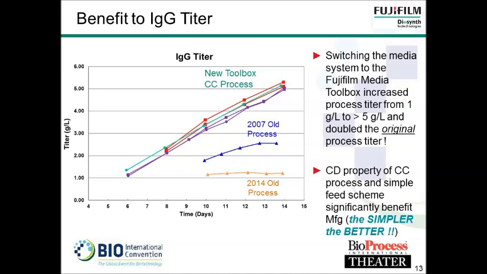Okay, so we achieved the titer of 5 grams per liter, and also almost double the original process titer compared to 7 years ago. And another benefit of the toolbox is, as I mentioned earlier on, our toolbox is completely chemically defined. Okay, so in that regard, we can avoid the same issue happening again in the future if this project goes to the commercial production. Okay, so as we all know, the simpler the better, because the feed strategy also being simplified by using toolbox.